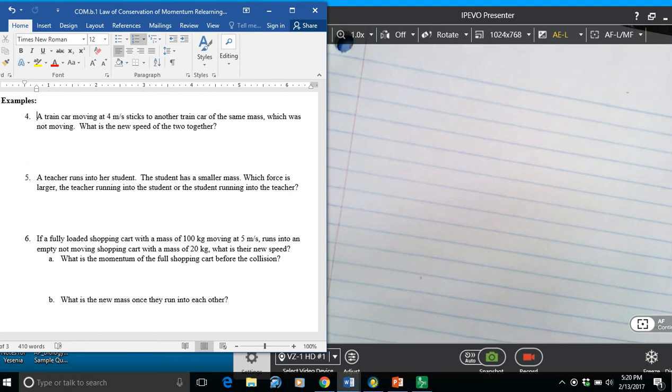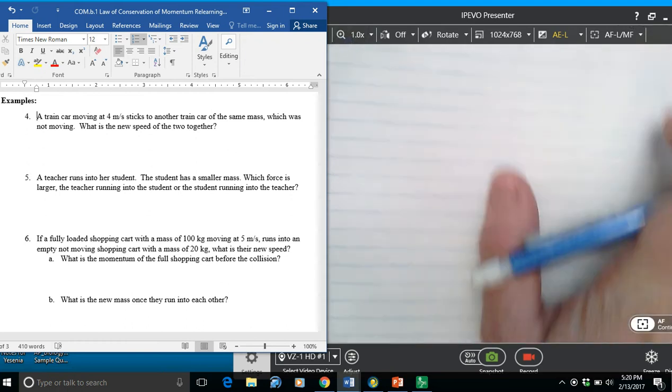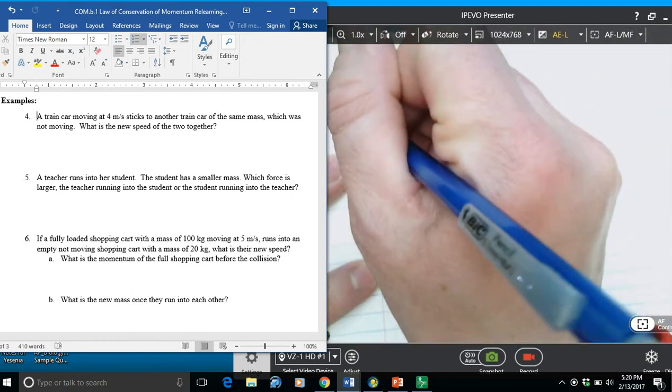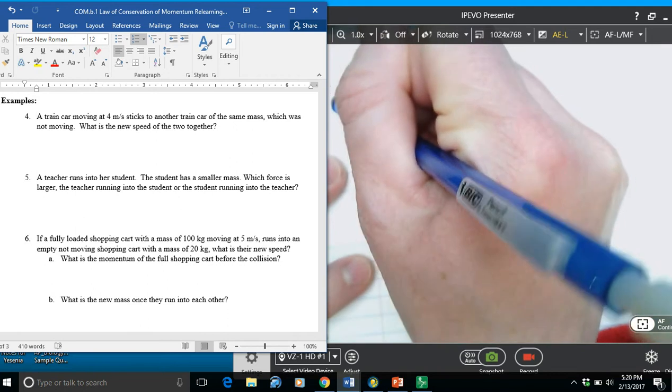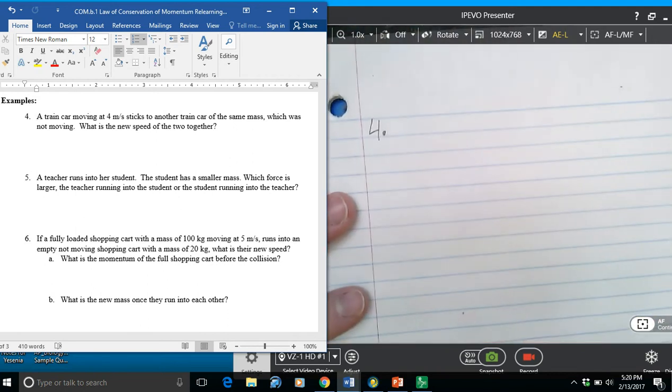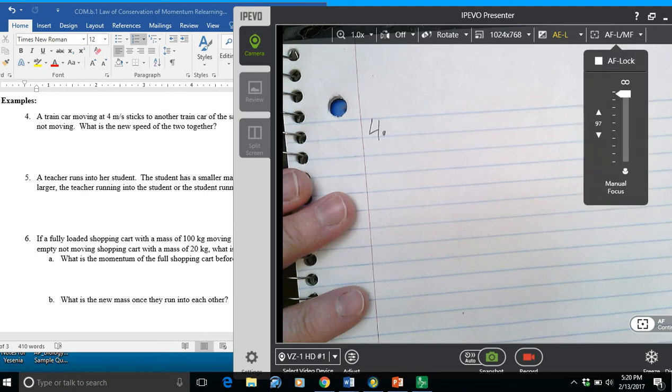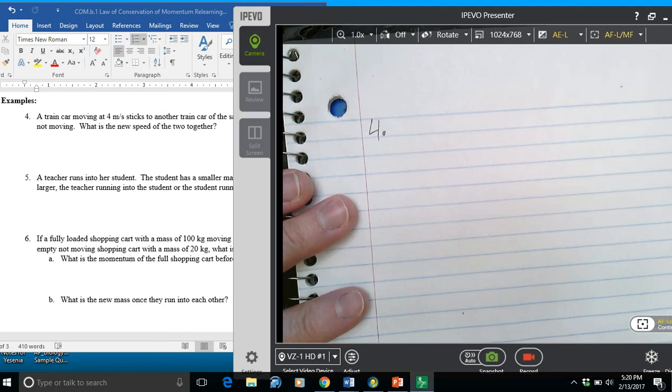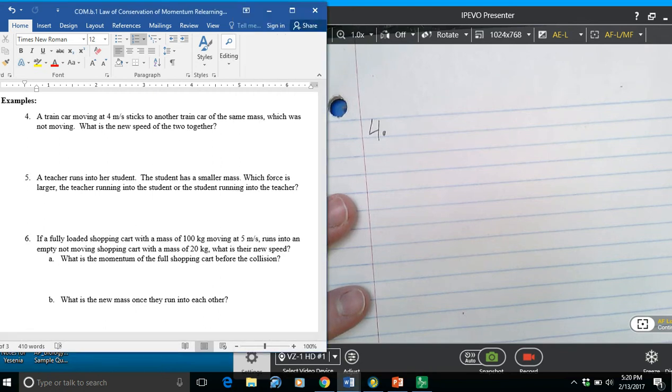So we're going to look at number 4 first. A train car is moving at 4 meters per second, and it's going to stick to another train car of the same mass. Now this is a little different than the problems I described in the slideshow. But we need to realize that the total momentum is going to stay the same.